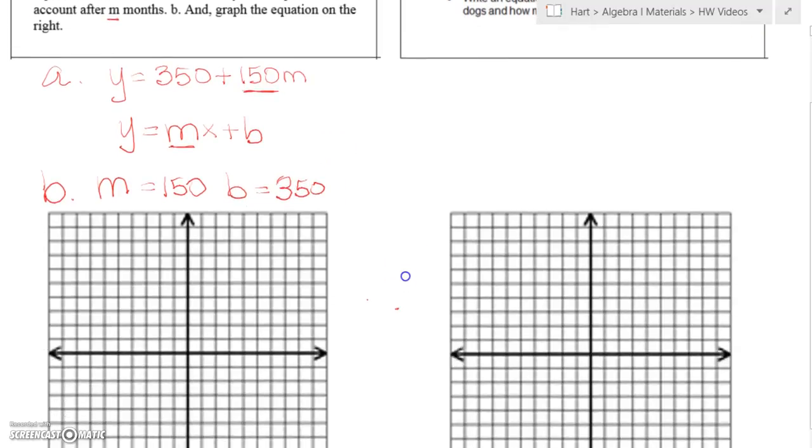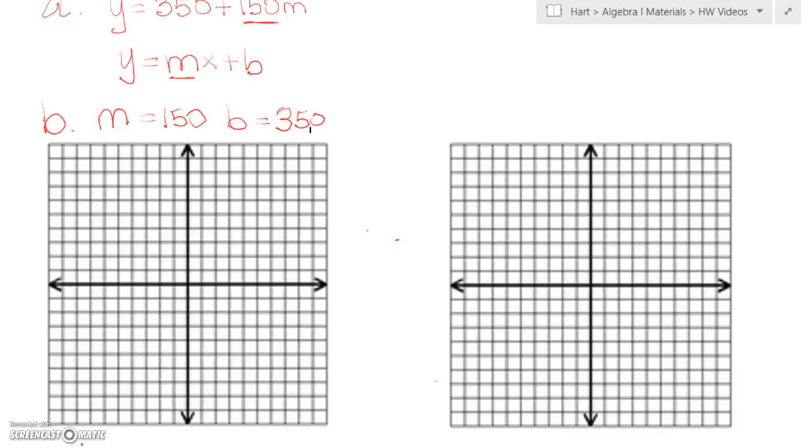Okay, now we just have to graph this. So we are going to make each box on this graph count as 50. So I have to start with my b value and count all the way up to 350. So this would be 50, 100, 150, 200, 250, 300, and then 350 way up here. Okay, and then for the slope, it's 150 over 1, and that means we have to go up 150 and over 1 to the right. So 150, that would be 3 boxes. So I go up 1, 2, 3 boxes and over 1 to the right.